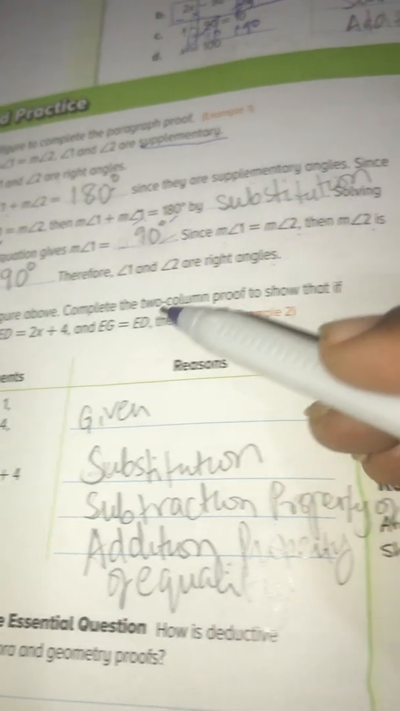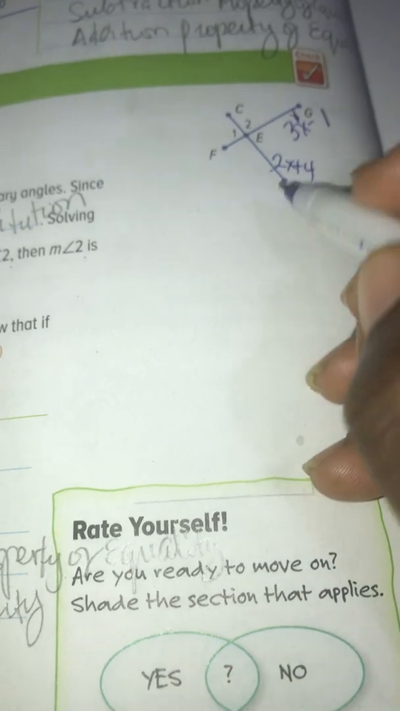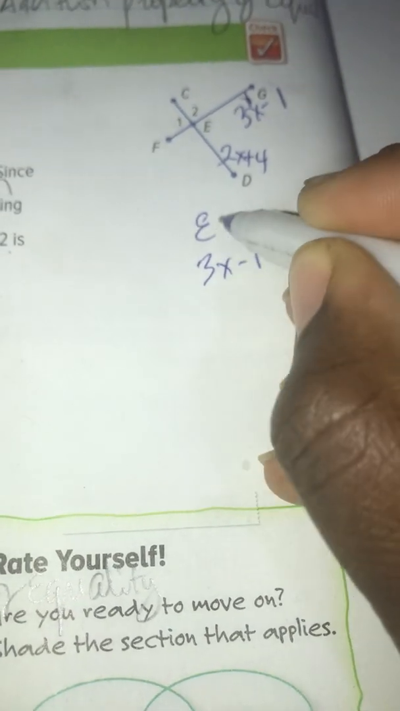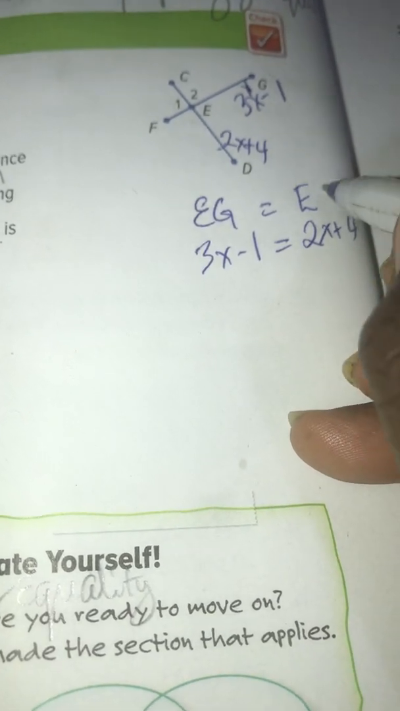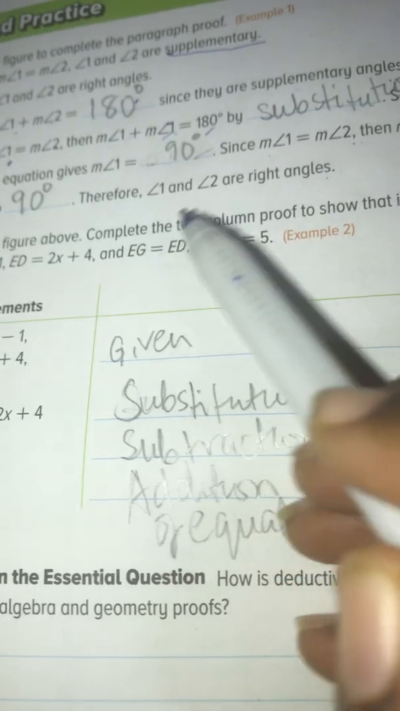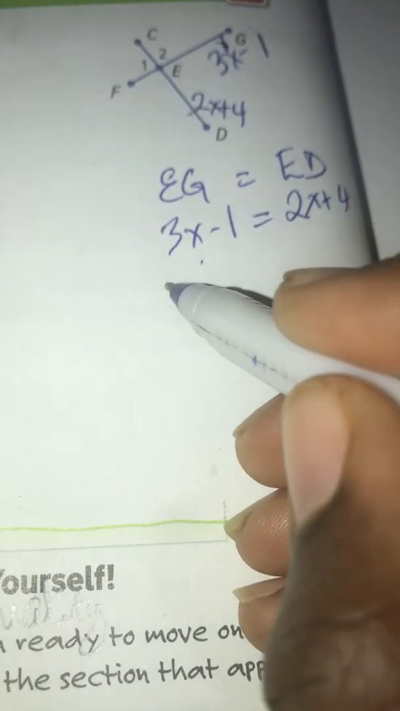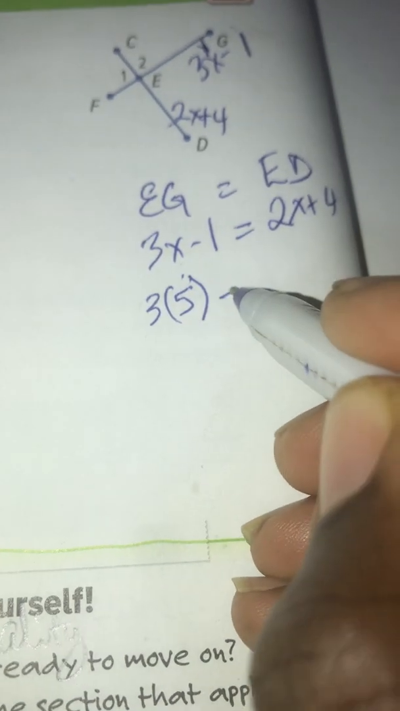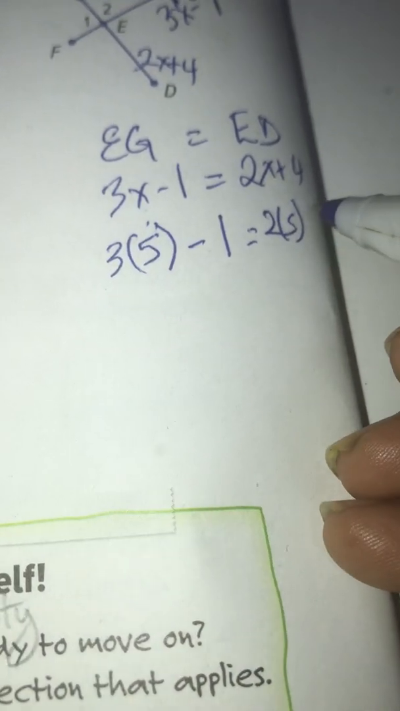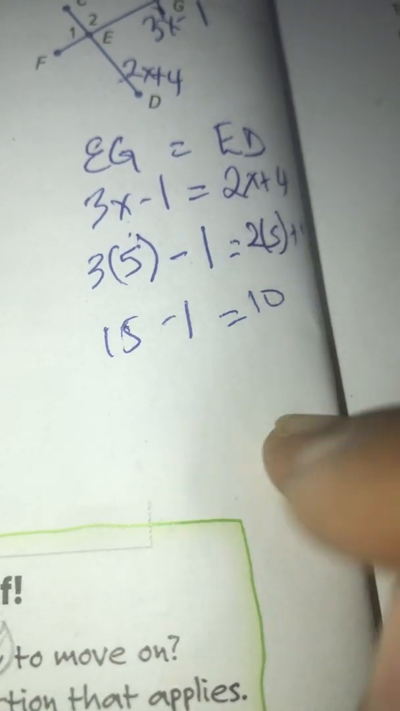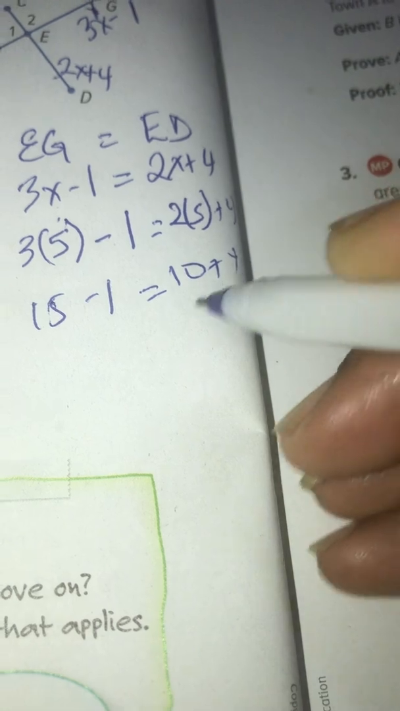This is for here. What else do I know? I know that EG is equal to ED, so that means 3x minus 1 equals 2x plus 4. EG is equal to ED according to the question. Then x is 5. Where I see x, I will substitute. Since I'm replacing x, it's called substitution. So this will be 15 minus 1 and 10 plus 4. And then 14 equals 14. I have solved it.